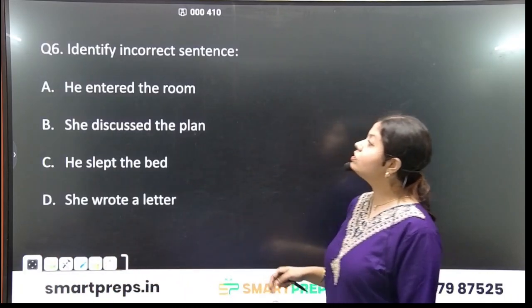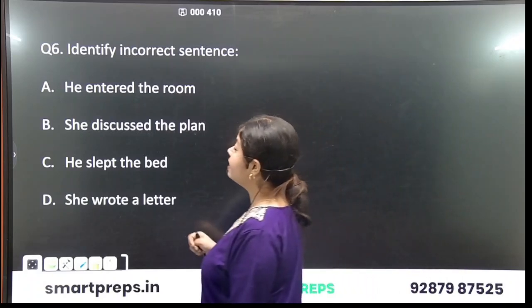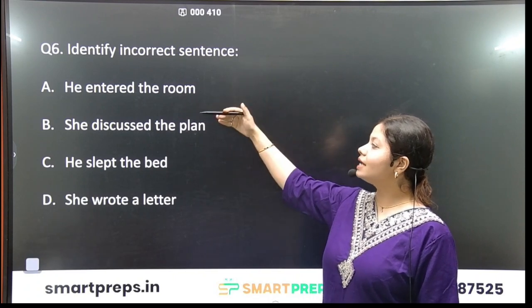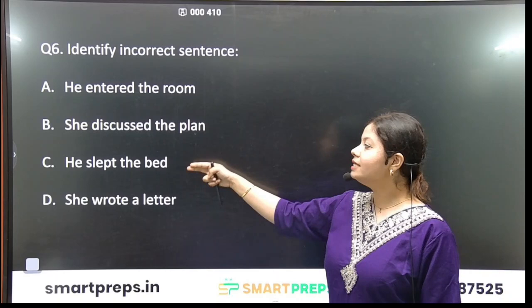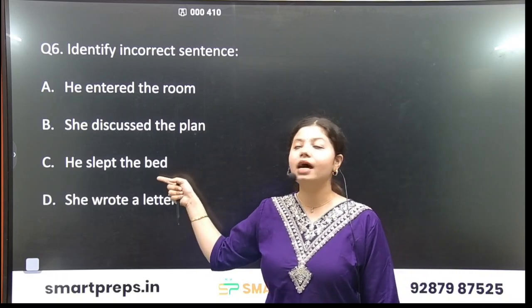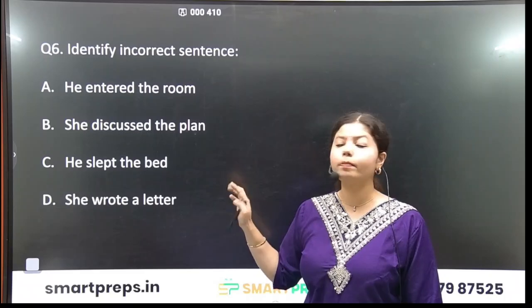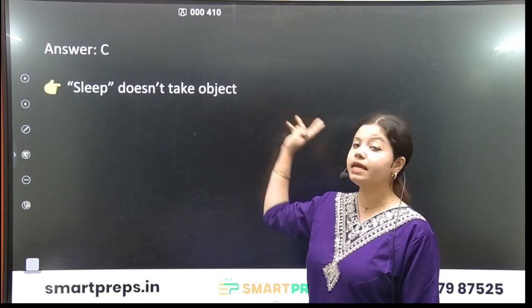Now just check, identify the incorrect sentence. He entered the room, this is correct. She discussed the plan. He slept the bed. She wrote a letter. "He slept the bed" is the incorrect sentence because sleep does not take any object. So the answer is C.